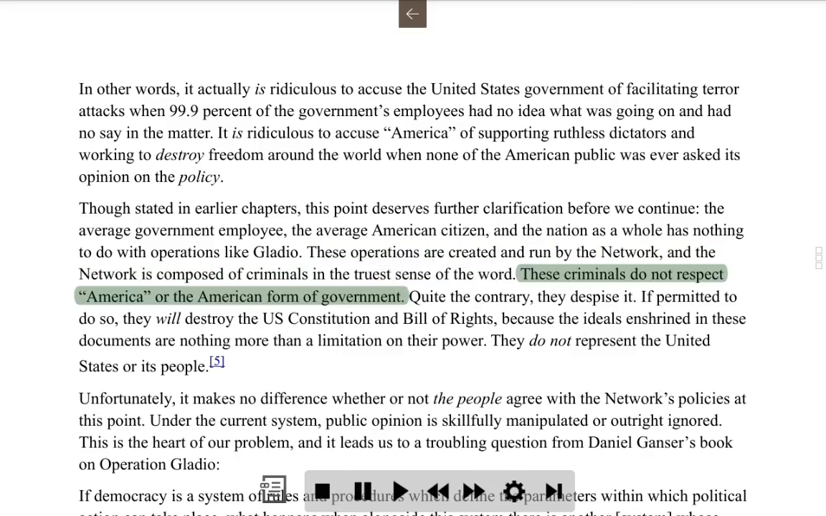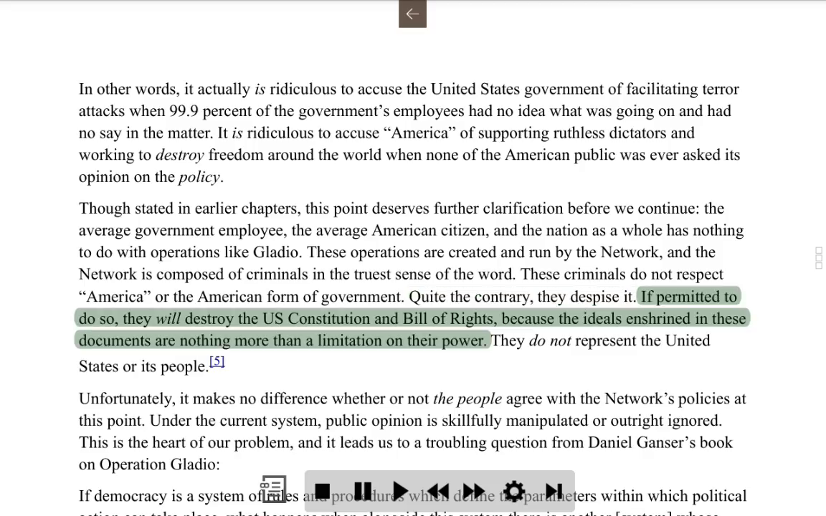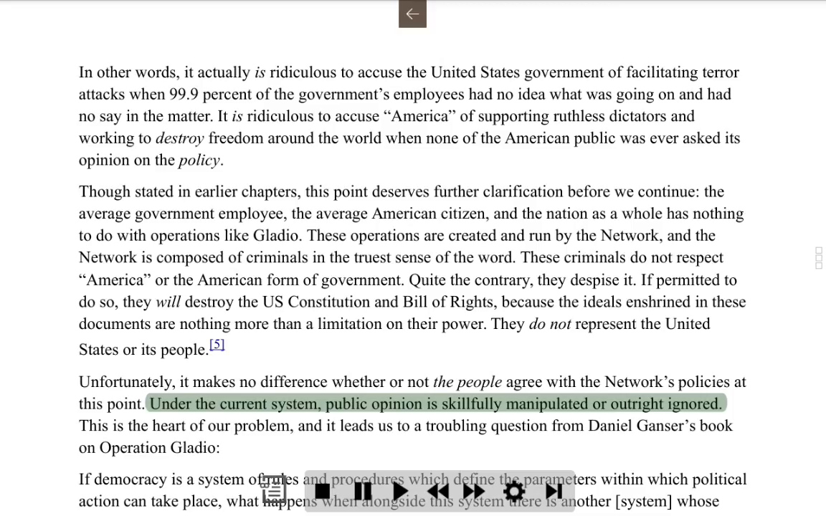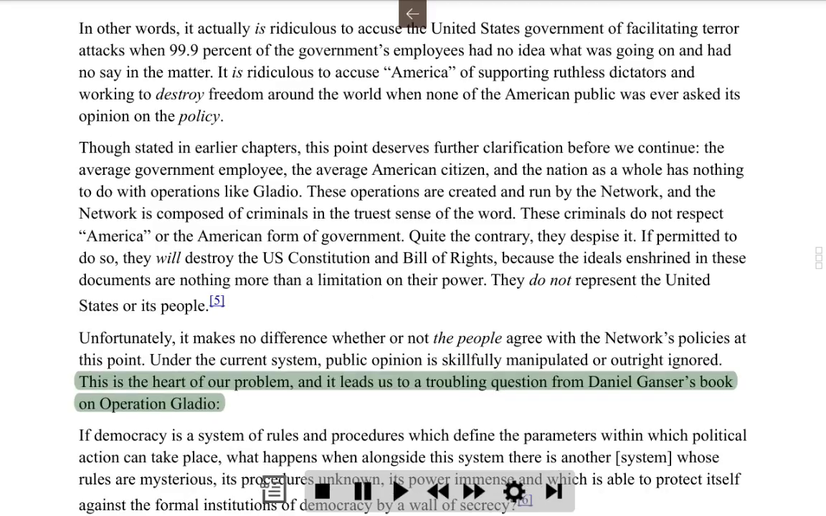These criminals do not respect America or the American form of government. Quite the contrary, they despise it. If permitted to do so, they will destroy the U.S. Constitution and Bill of Rights, because the ideals enshrined in these documents are nothing more than a limitation on their power. They do not represent the United States or its people. 5. Unfortunately, it makes no difference whether or not the people agree with the network's policies at this point. Under the current system, public opinion is skillfully manipulated or outright ignored. This is the heart of our problem.